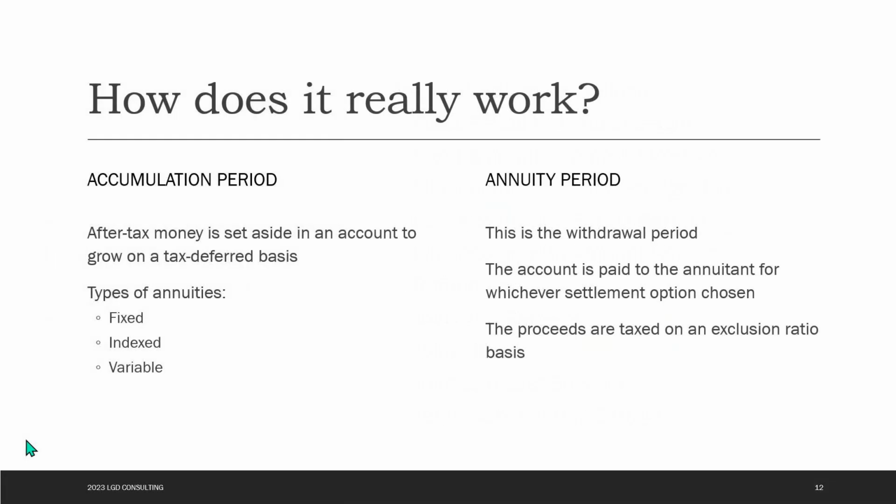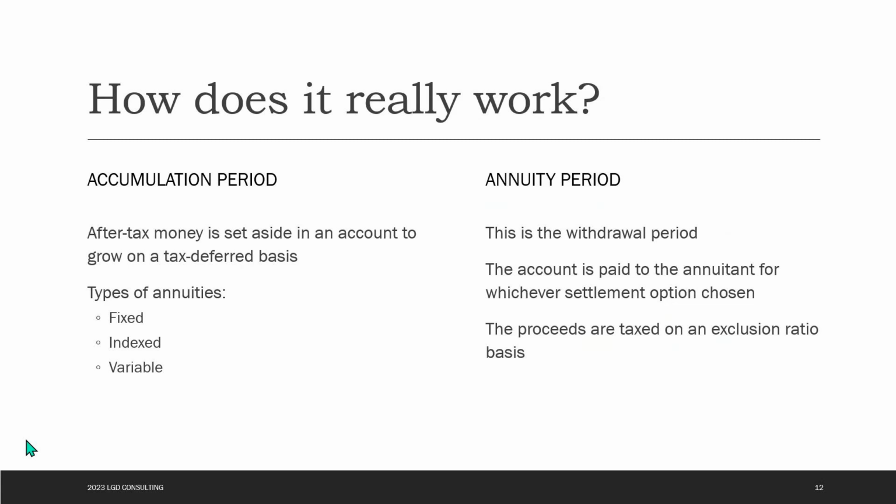So again, I want to get back to it. How does it really work? Accumulation period, you're putting after-tax money into this account. Right? It's growing, earning interest on a tax-deferred basis. There's different types of annuities as far as your risk tolerance. If you're very conservative, we have a fixed annuity, kind of like whole life. Everything's set in stone as far as the interest growth.